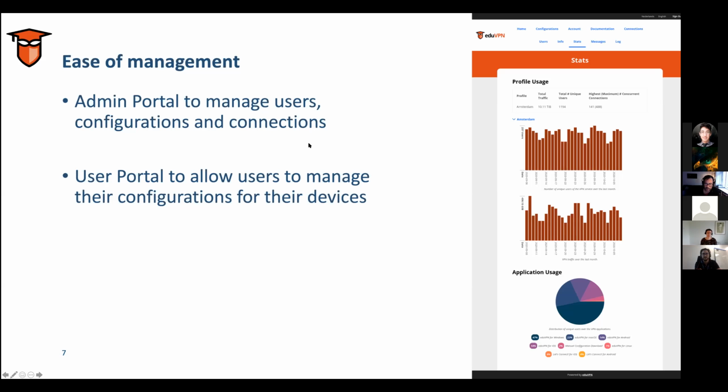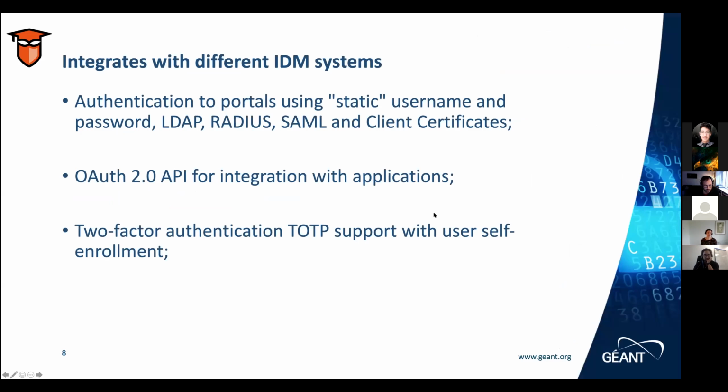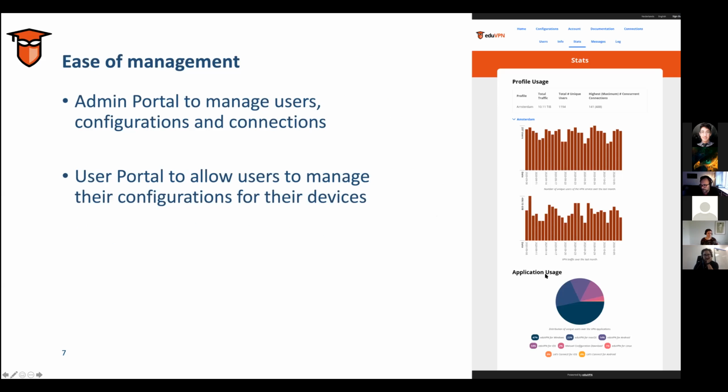For example, if they lose a device. The screenshot is from the admin portal, and you can see at the bottom the distribution on that very instance. I don't remember which one it is. I think it's a server in Amsterdam. What our end users use, most people use the Windows app when they use eduVPN, and then come other platforms: macOS, Android, a few Linux users.